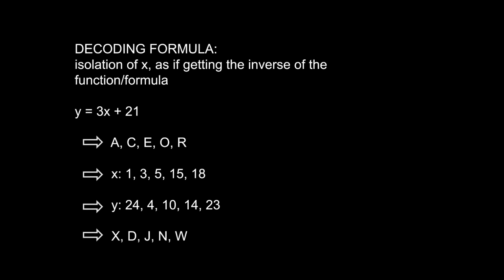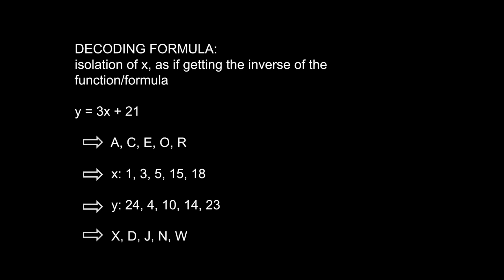Therefore, if we assign X to be 3 for the letter C and put it into the formula 3x plus 21, that will yield 3 times 3 plus 21, or 30. But 30 in mod 26 is 30 divided by 26. The remainder is 4. So the y value corresponding to the letter C is 4. And that would correspond to the letter D.